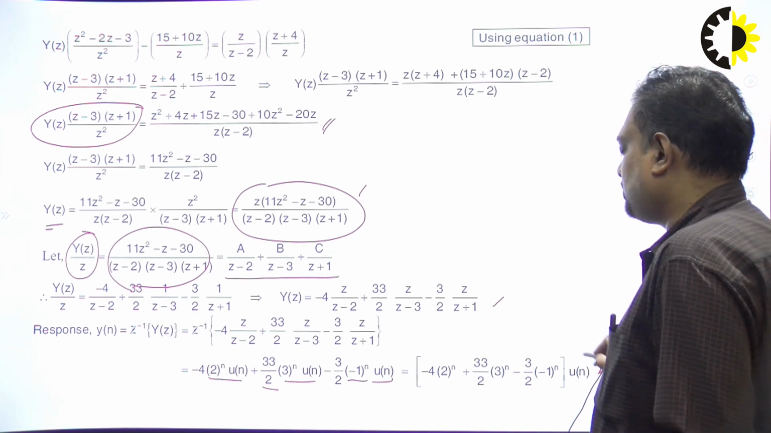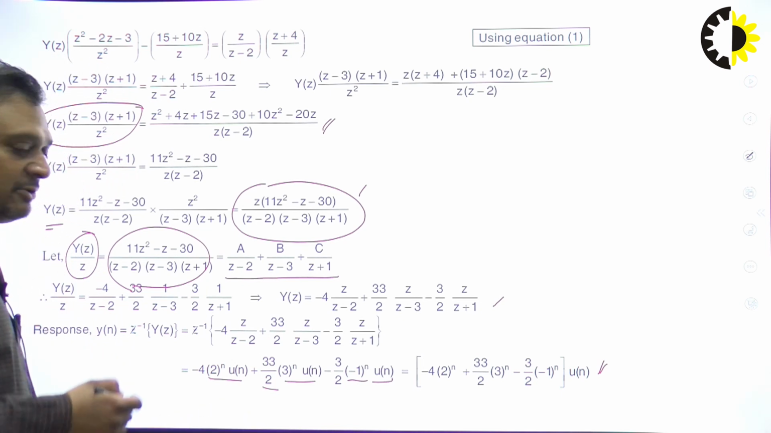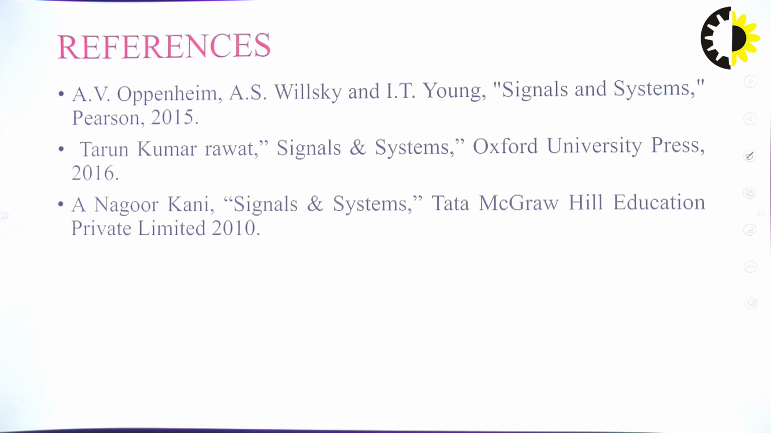Here you can see u[n] is written, because the unilateral z transform is only applicable for n values from 0 to infinity. For minus infinity to 0, that is not applicable. And these are the references you can see.